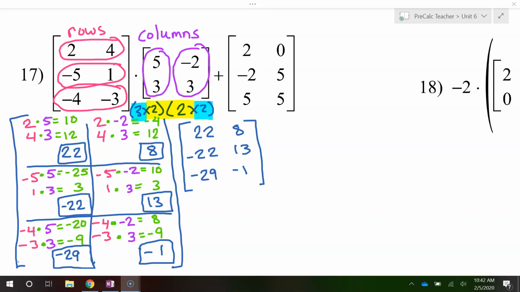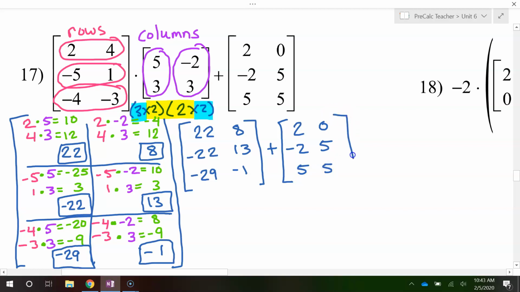So remember, I multiplied these two matrices together, but I still have to add this other matrix. So now I need to take this matrix that I just got, the product of the first two matrices, and add it to this matrix. Addition works just like you would think. We're just going to add the corresponding entries, the corresponding elements.